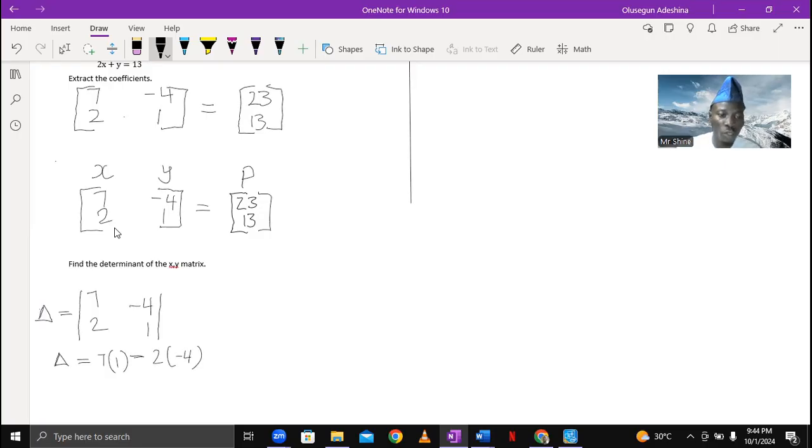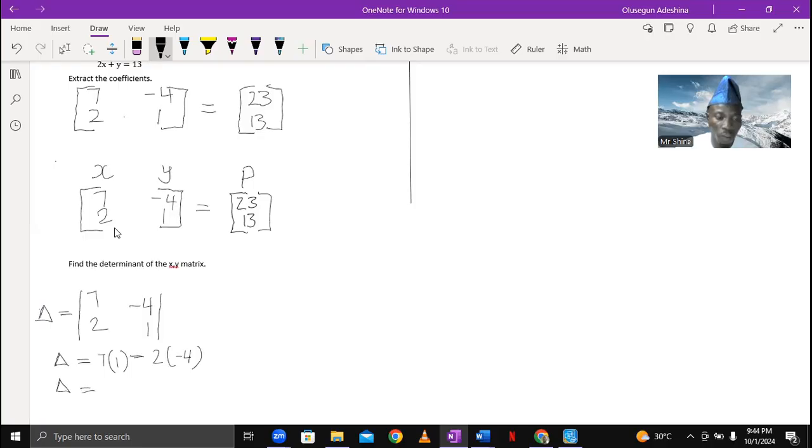So what we're just doing here is simple. The elements in the leading diagonal are 7 and 1. We find the products, which is 7 times 1. The elements in the other diagonal are 2 and minus 4. We find the products. Then we find the difference between them.